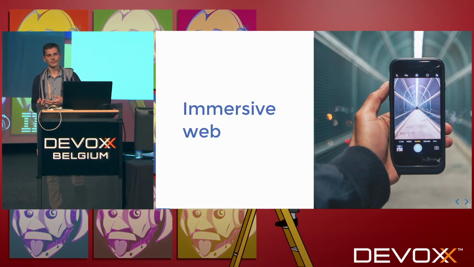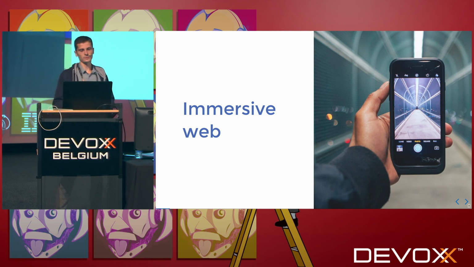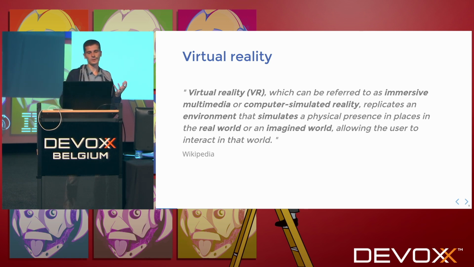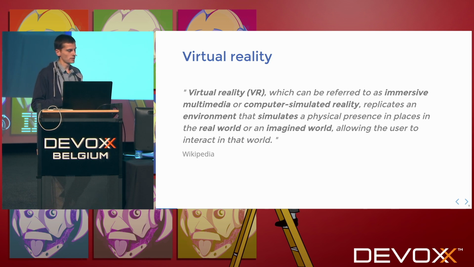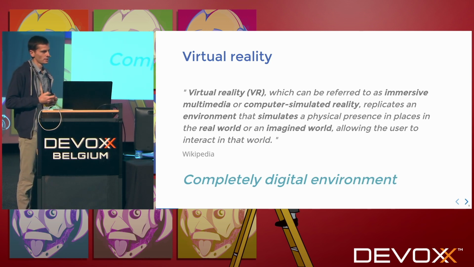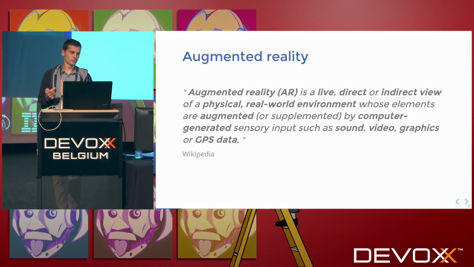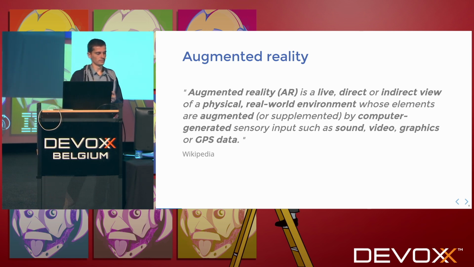First, let's start with the immersive web. Before giving the definition of what the immersive web is, I want to restart with a quick definition of the three main topics in this area. Virtual reality. We all know what it is, but to be clear, it's an immersive, multimedia or computer-simulated reality where you put your user inside, so you are in a complete digital environment. And on the other side, the most famous topic is augmented reality, which is a live view of the real world enhanced with computer-generated graphics, sound, video, etc.